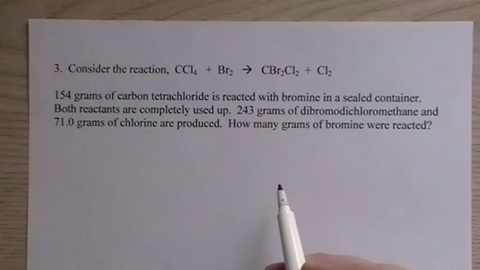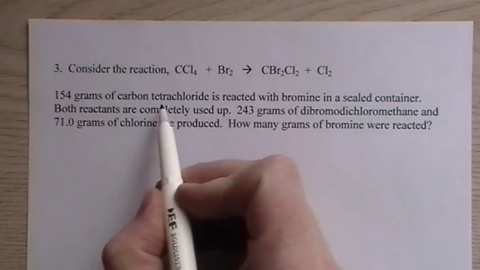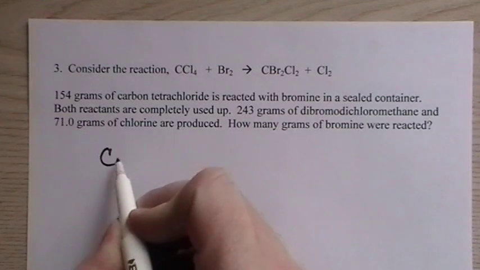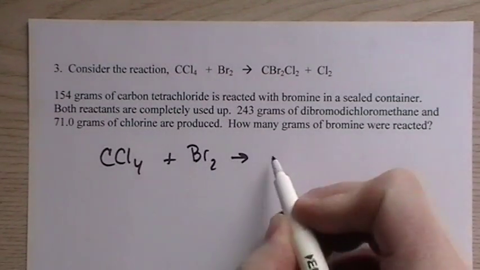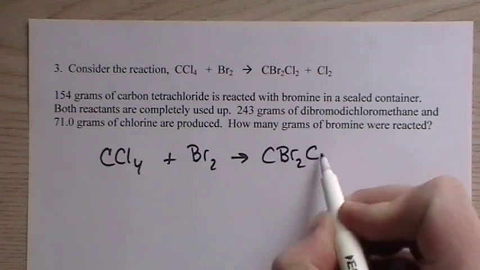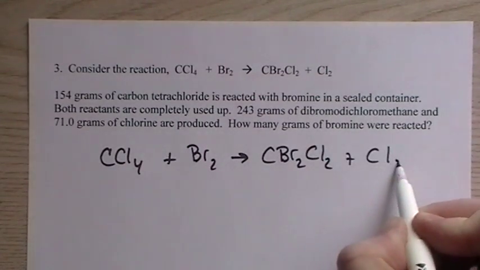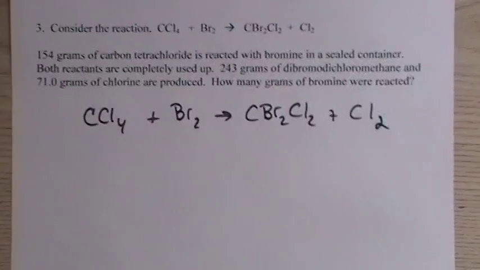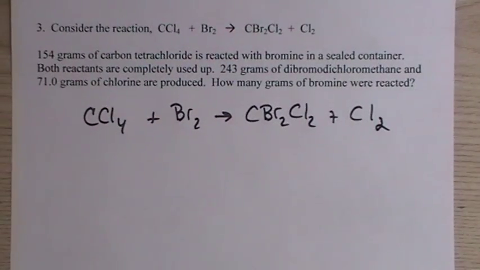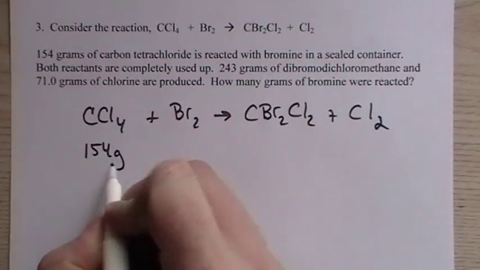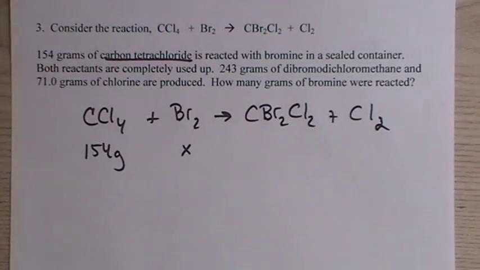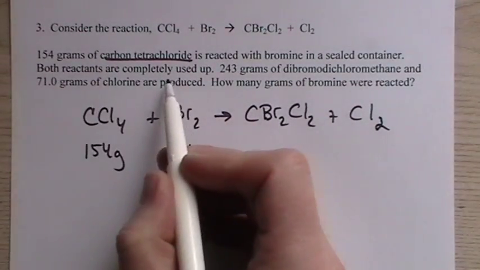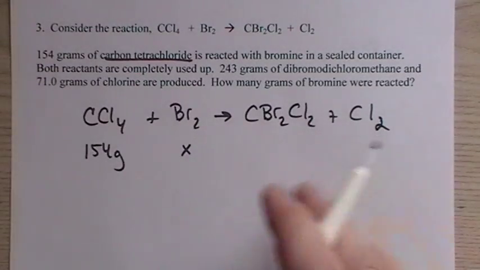And we have 154 grams of carbon tetrachloride. Let's just write this out as we go. I'm going to rewrite the reaction to make it a little larger, easier to work with. So 154 grams of the carbon tetrachloride is reacted with bromine. They don't say how much, so that must be our X. Both reactants are completely used up. That's important, so there's nothing left over.